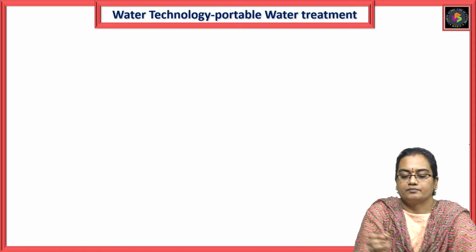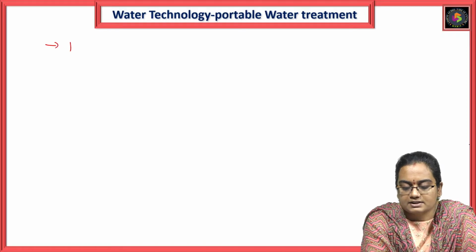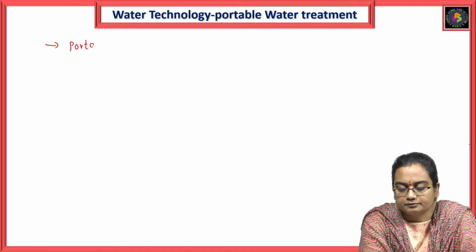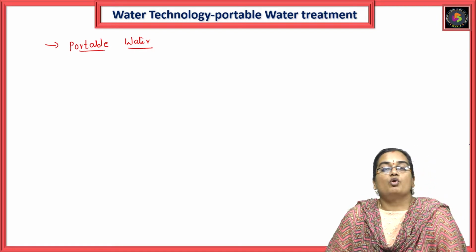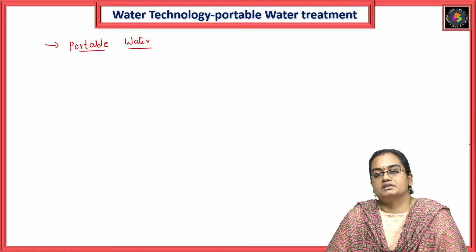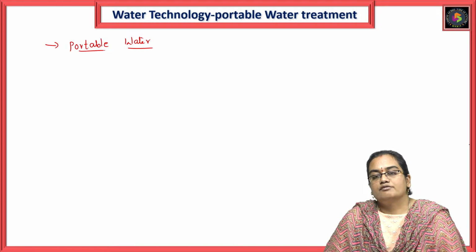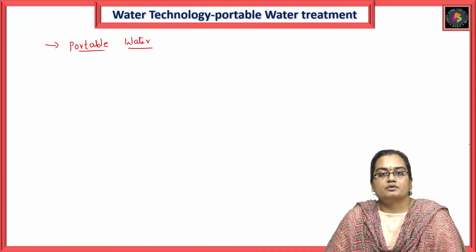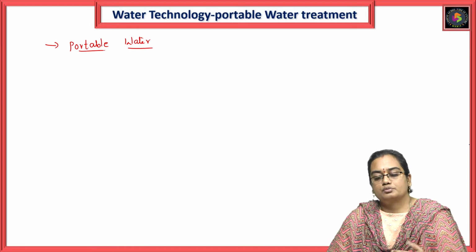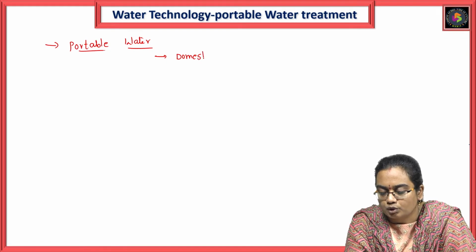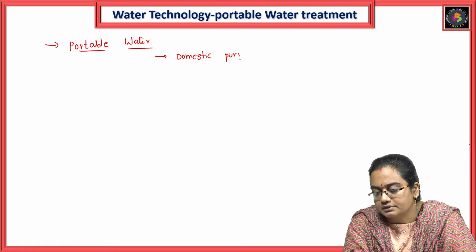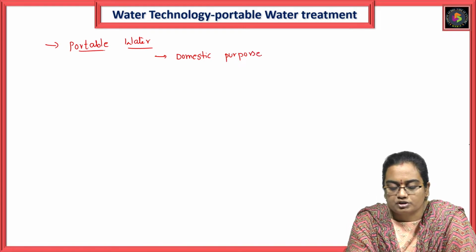So welcome to the class. Today we are going to discuss potable water treatment. Before discussing the treatment, let me explain what we mean by potable water. The water that is used for domestic purposes, that means for household activities, for gardening, for bathing, for cleaning our utensils, all those things. That water is known as potable water. Water that is used for domestic purposes is known as potable water.